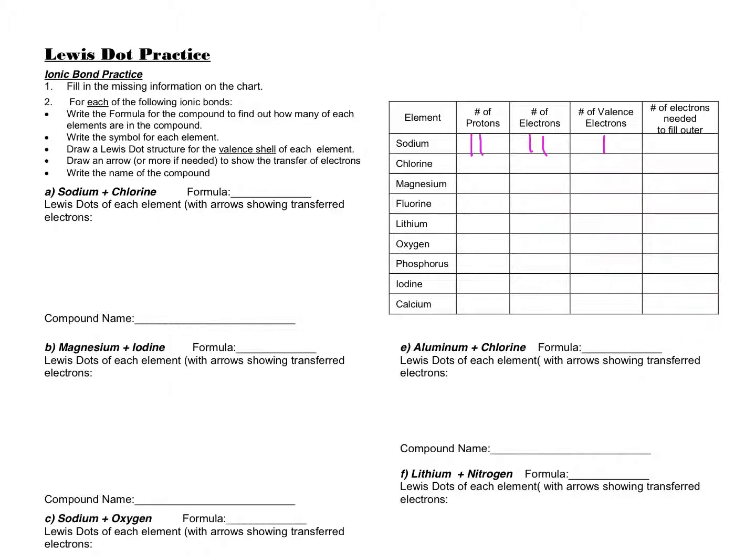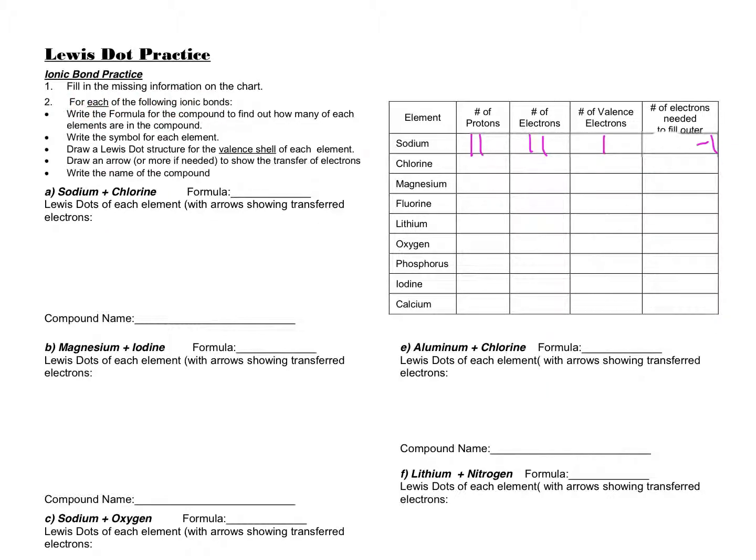And the number needed to fill its outer layer, well, it would either need to add 7 or lose 1. Well, what's more likely going to happen is it's going to lose 1 because that's much easier than adding 7. So let's just put lose 1. You'll fill out the rest of the table just the same.